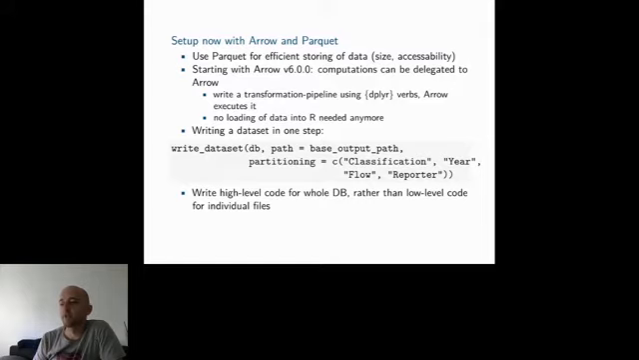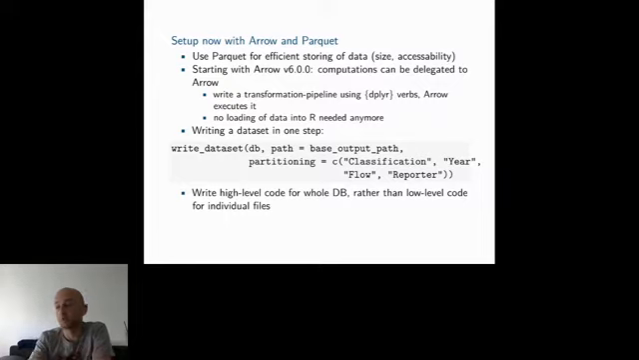And starting with Arrow version 6, computations can also be delegated to Arrow. There you'll write a transformation pipeline using dplyr verbs, and Arrow actually executes it for you. So there's no need for you to load the data into memory and do the transformation in R itself.